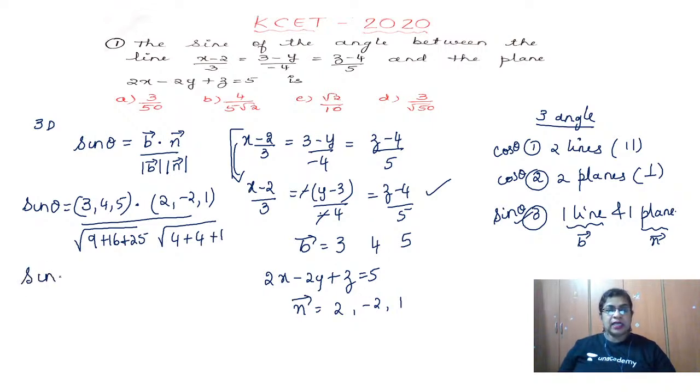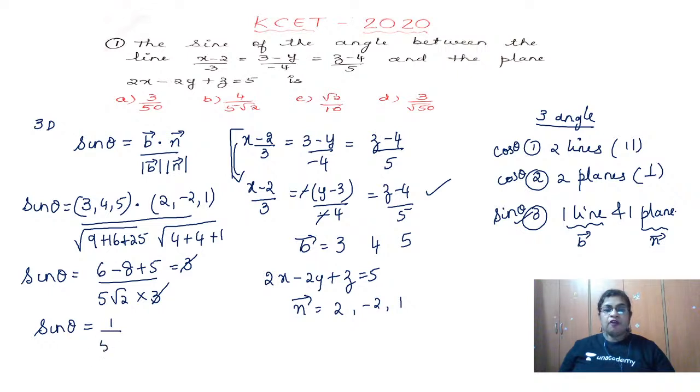So therefore sine theta is equal to 3 2s are 6, 4 2s are 8 but with a minus sign, plus 5, whole divided by, now this is nothing but root of 50. Root 50, 50 can be written as 25 into 2, 25 can come outside as 5 root 2. So you are getting 5 root 2 into the square root of 9, which is 3. So in the numerator, 6 plus 5 is 11, minus 8, you are getting 3. So this 3 by 3 gets cancelled. Okay, so therefore what is sine theta finally? Sine theta is nothing but 1 by 5 root 2.